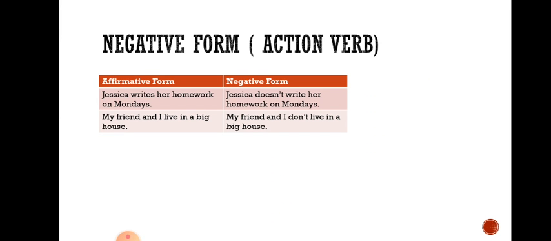To negate the sentences when there is an action verb, use don't or doesn't before the verb. With he, she, it, use doesn't. With I, we, you, and they, use don't. And pay attention to use the base form of the verb. Doesn't write, don't live. We can't say doesn't writes.